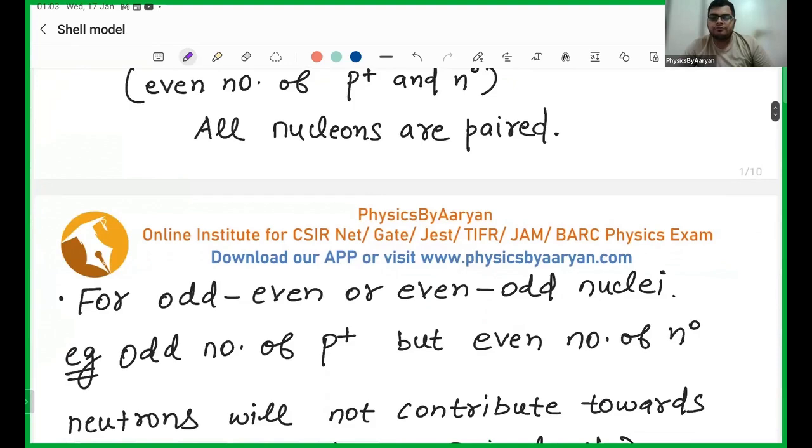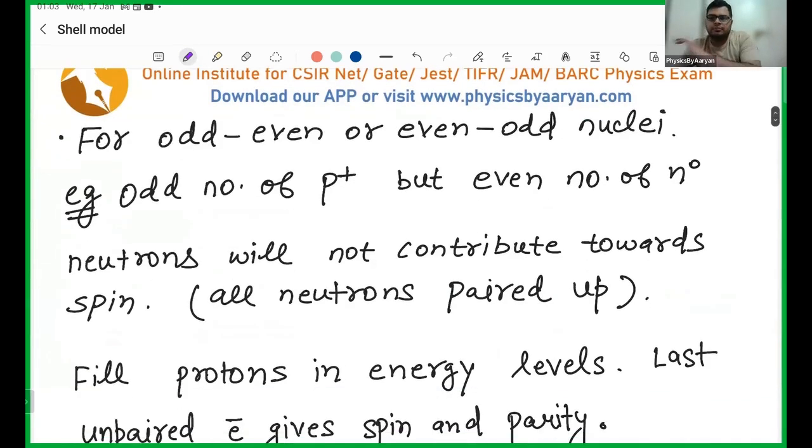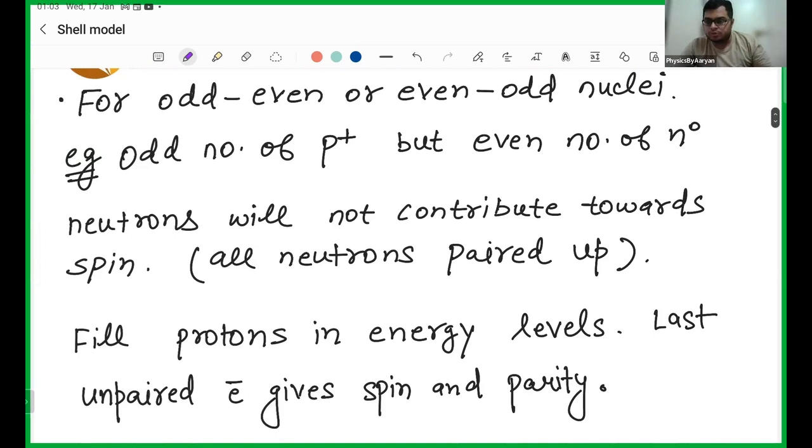Okay. Now, if you have odd-even or even-odd, so let's say there is an odd number of protons but an even number of neutrons. Since neutrons are even, they will not give any angular momentum. But since the protons are odd, we have to look at the protons now. So take the protons and start filling them in the energy levels. Let's say you have 7 protons. You fill 2, then you keep filling. Then you see the 7th proton, because that proton will be unpaired. The first 6 protons will be paired, but the 7th proton will be unpaired. Whatever is the spin of that proton, that will be the spin of your nucleus. Whatever is the parity of that proton, that will be the parity of your nucleus.